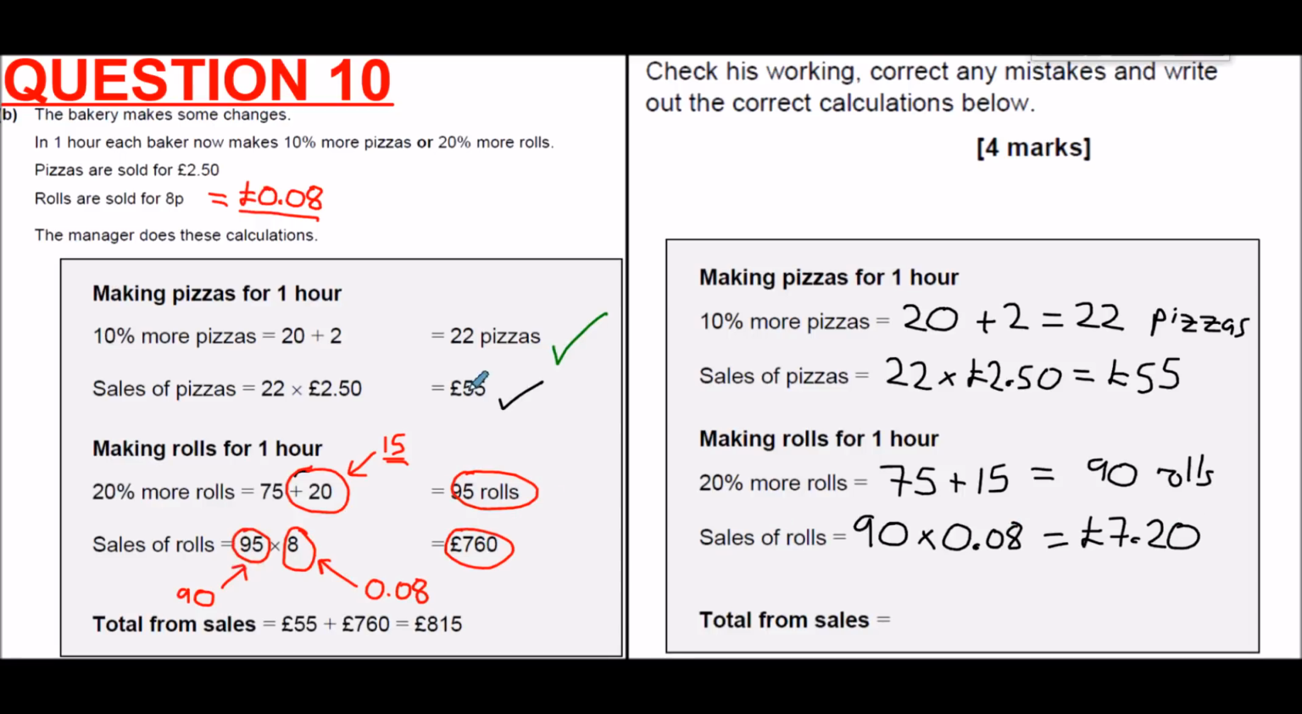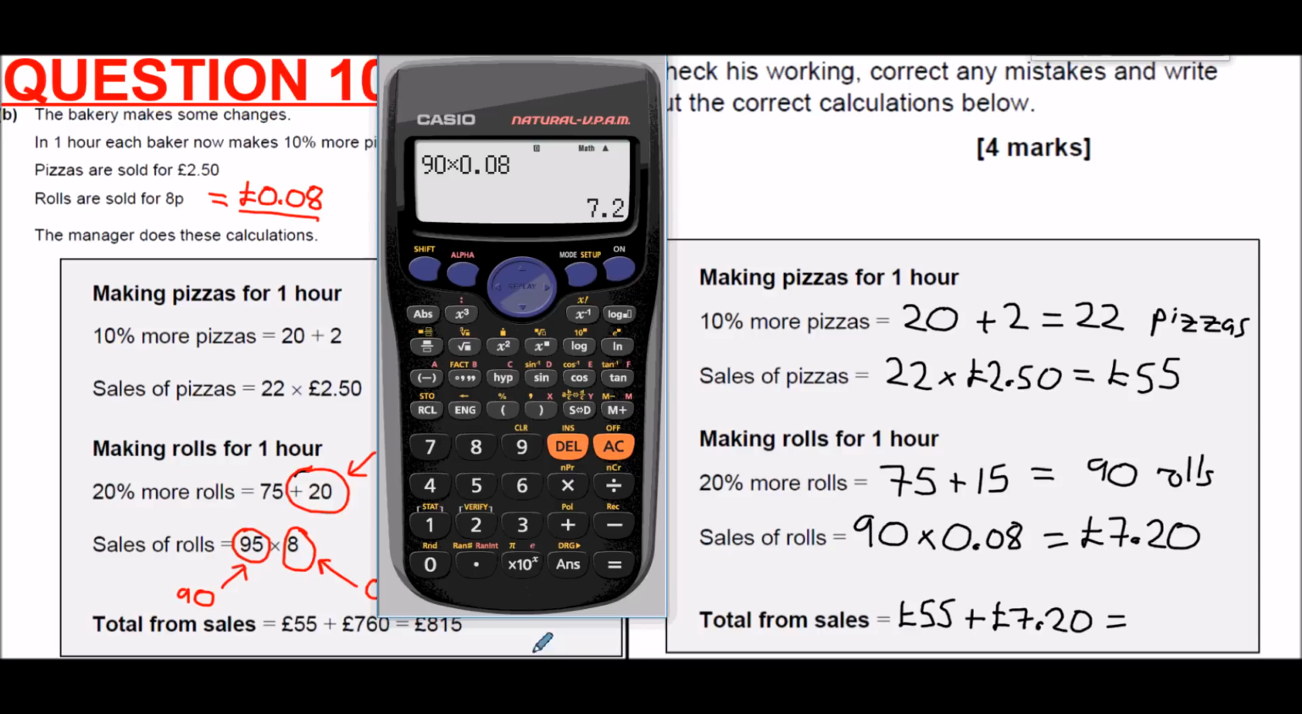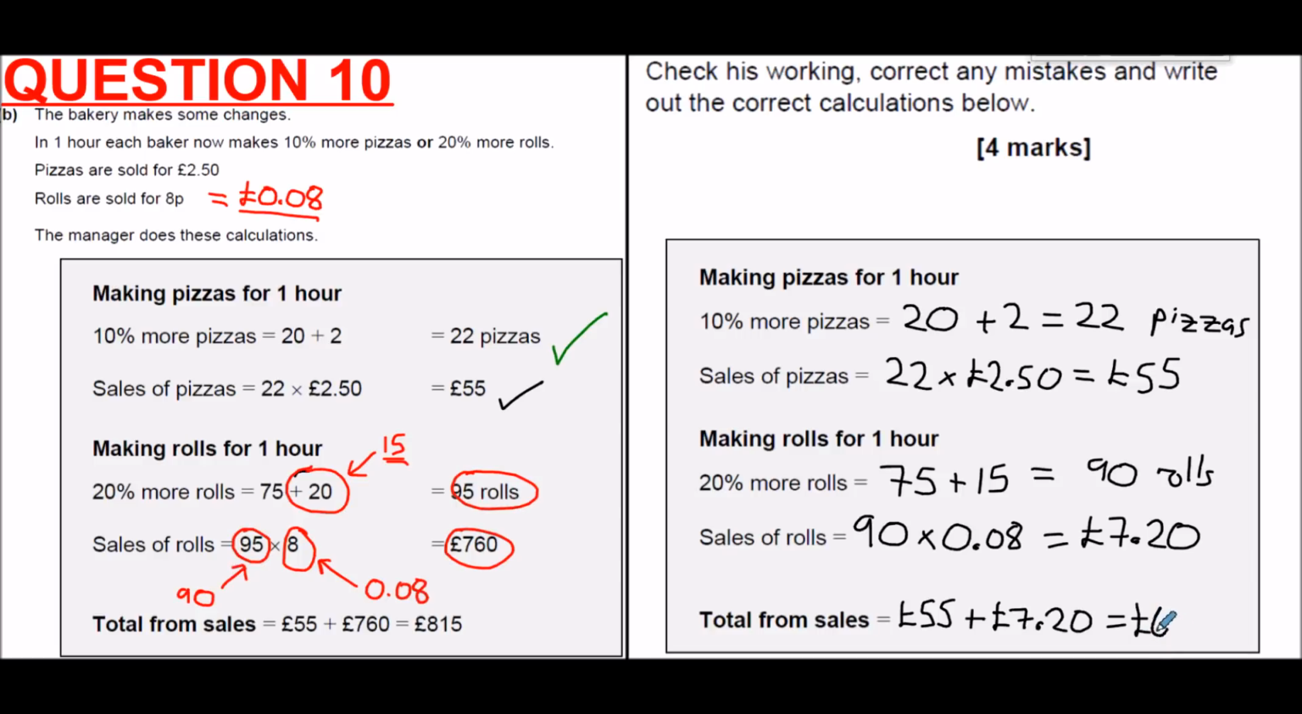So because he's got this part wrong, then this again is still wrong. So this final line needs correcting. So for total from sales, £55, which we agreed with, plus sales from the rolls, which is £7.20, definitely not 760. So type these in, 7.2, £7.20 plus 55. That tells us that the total of the sales will be 62.2, which means £62 and 20 pence. And that's question 10 done.